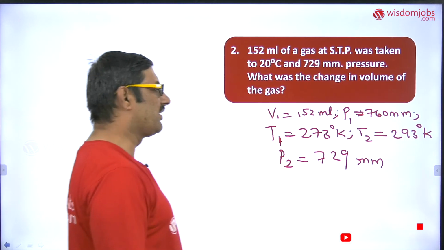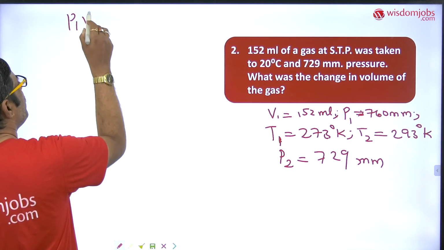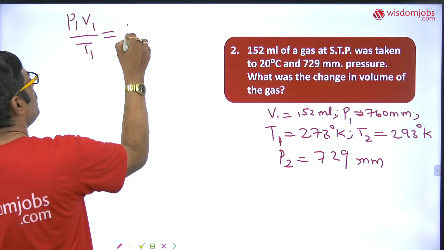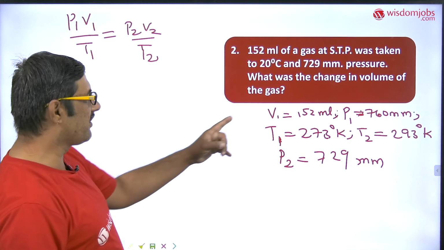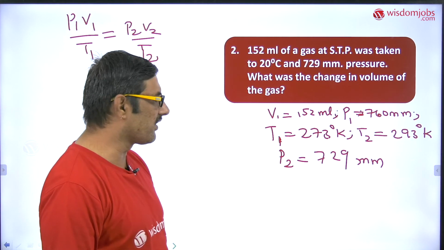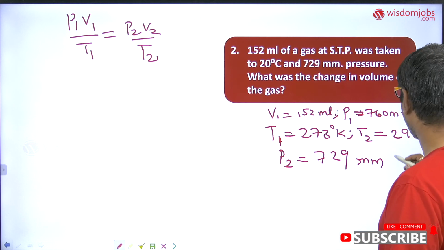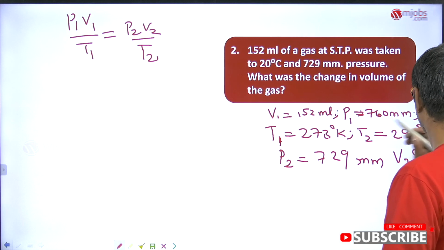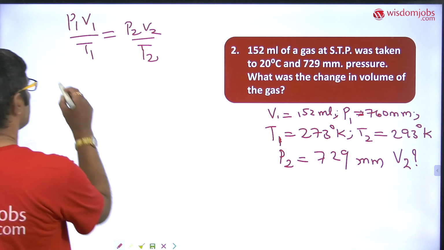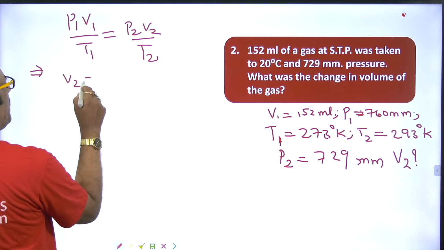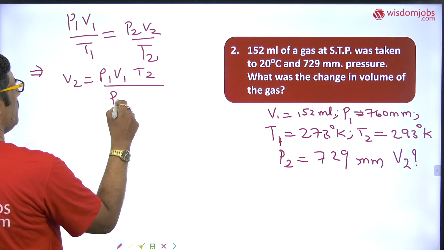Okay, now these are the conditions given to you. So now let us use the same equation. P1 V1 by T1 is equal to P2 V2 by T2. Okay, so V1 is given to you and all the other parameters are given. So which is the parameter which should be determined? What is that parameter which is to be determined? It is V2. Okay, so now let us determine V2 from the given data. So what is V2? P1 V1 T2 by P2 T1.